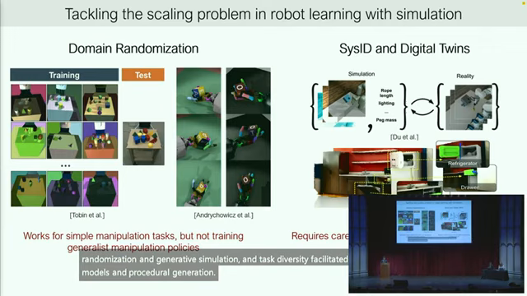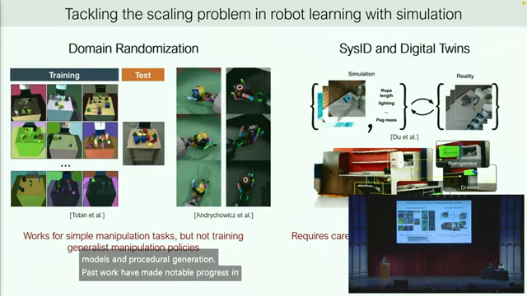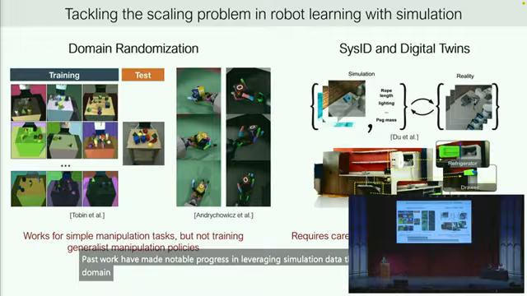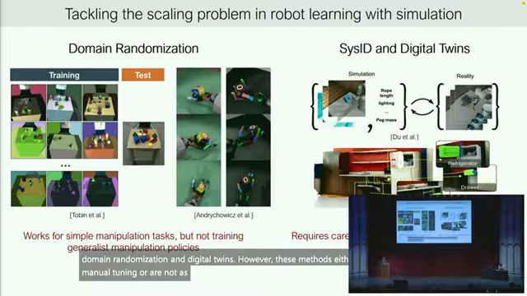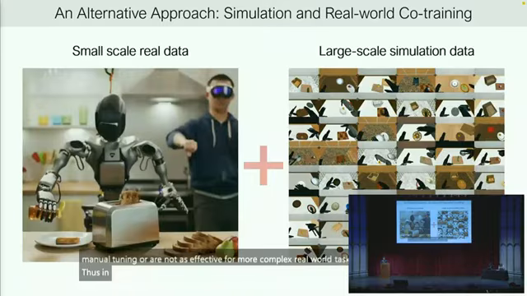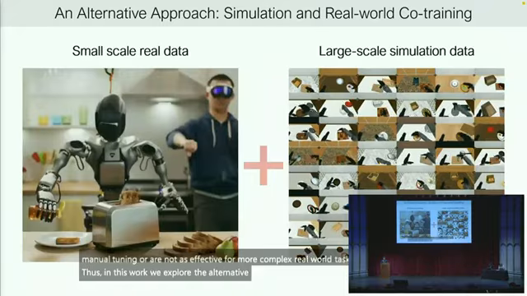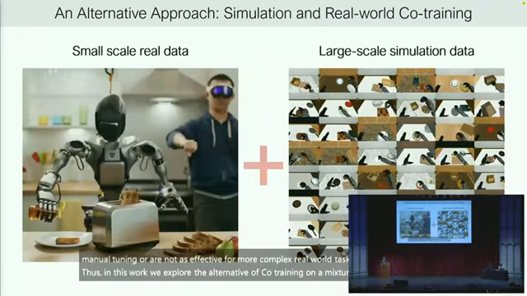Past work has made notable progress in leveraging simulation data through techniques like domain randomization and digital twins. However, these methods either require extensive manual tuning or are not as effective for more complex real-world tasks. Thus, in this work, we explore the alternative of co-training on a mixture of real-world and simulation data.